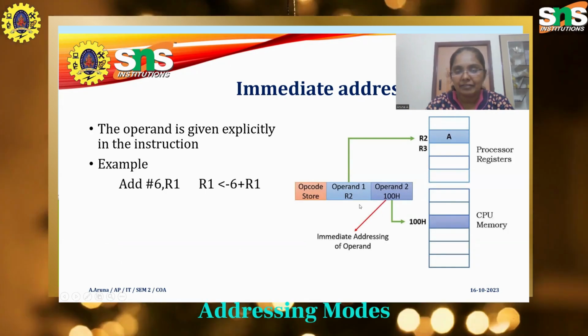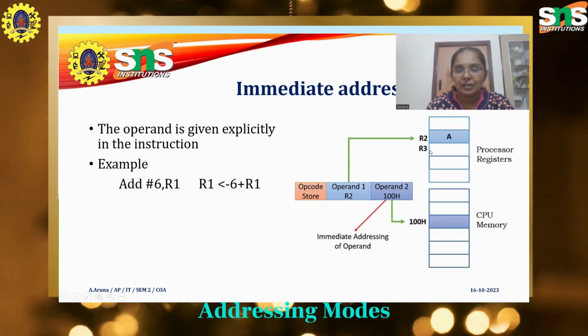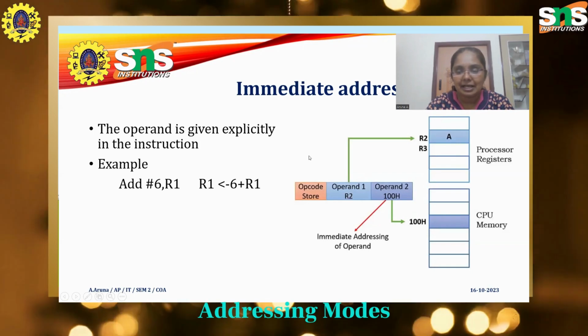Similarly, here I have given the second example, store R2, 100H. So it is nothing but the value 100H, that particular immediate value, can be moved to the register R2. So the value 100 is moved to the register R2. This is the immediate addressing mode.